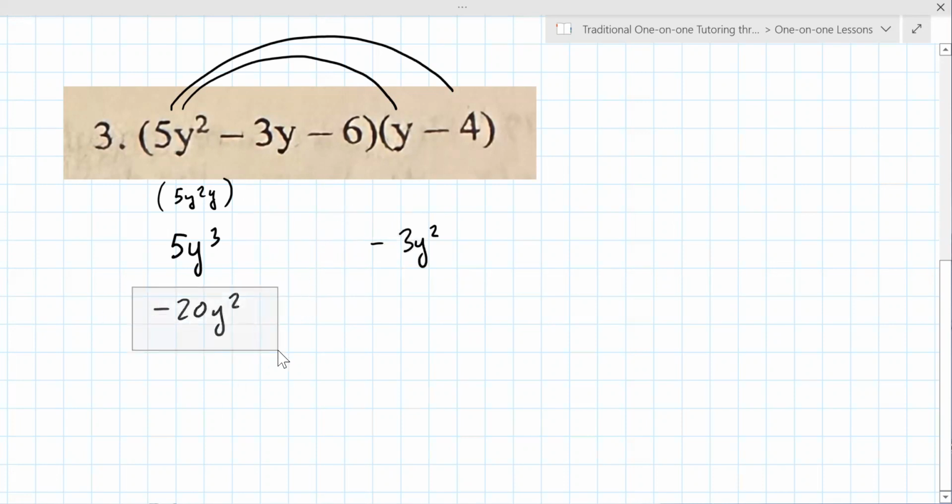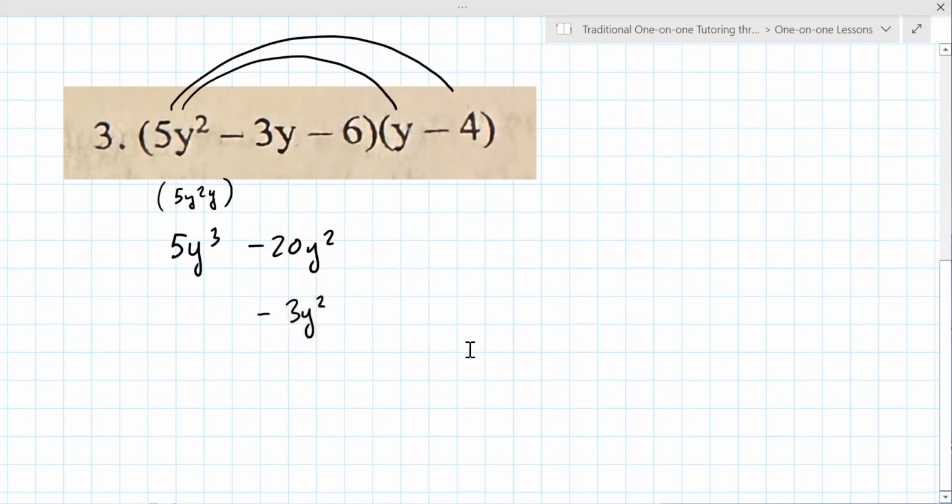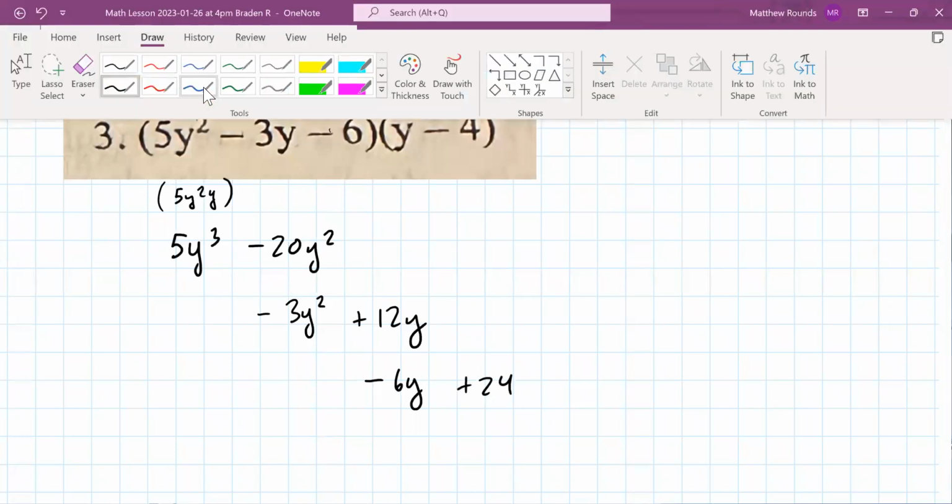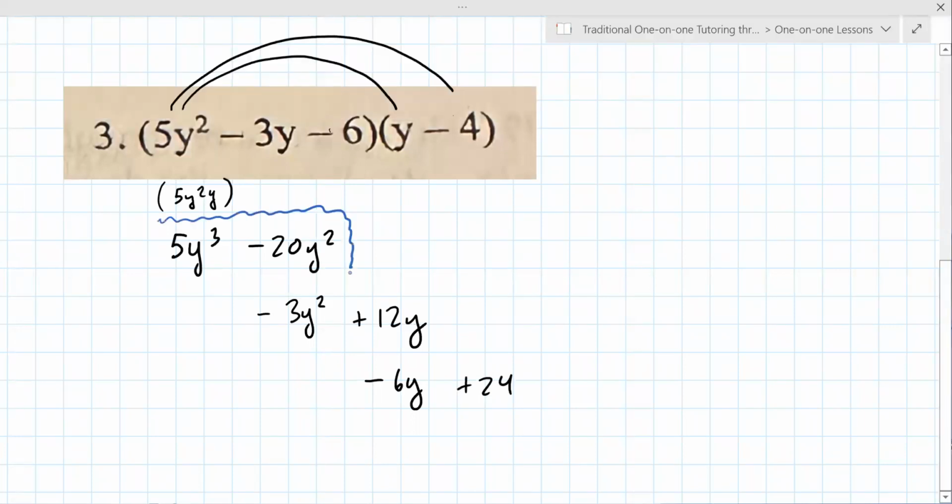Okay, let me show you an alternative approach, because this should have been shown in class. This is called the waterfall method, and you may like it. Now I'm going to take that minus 3y and multiply it by the positive 4. So that's plus 12y. And now I'm going to take the minus 6 and multiply it by the y. That's minus 6y. Minus 6 times minus 4 is positive 24. And the idea is that it's kind of like a waterfall.